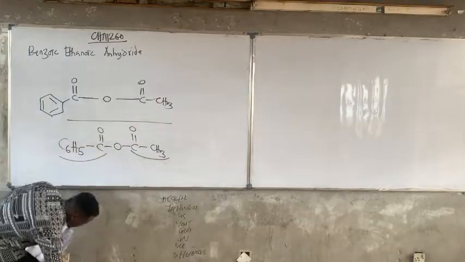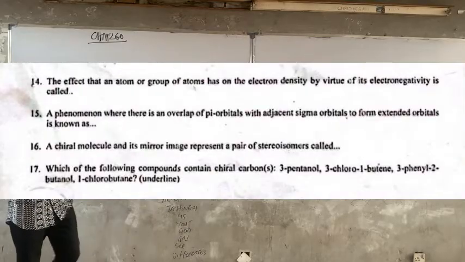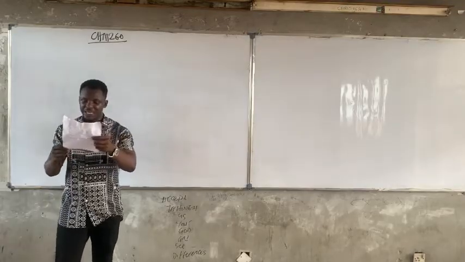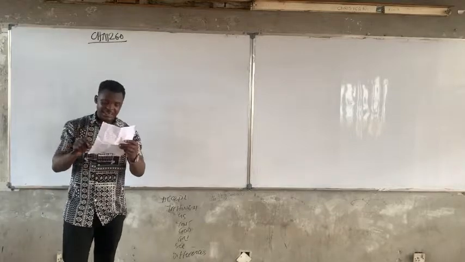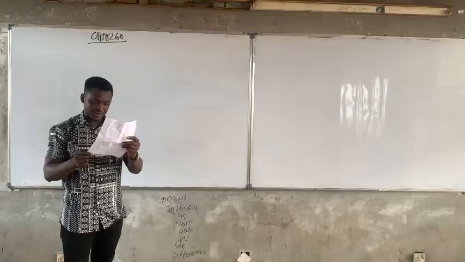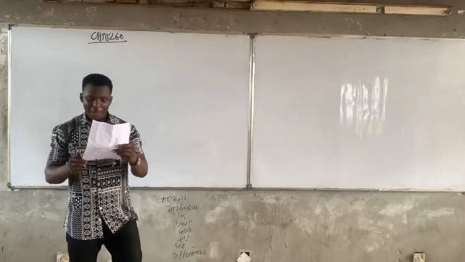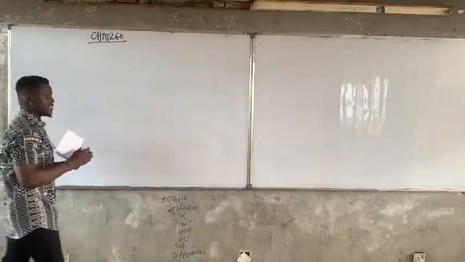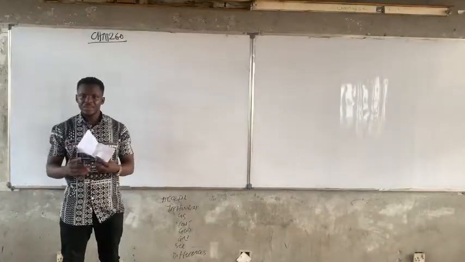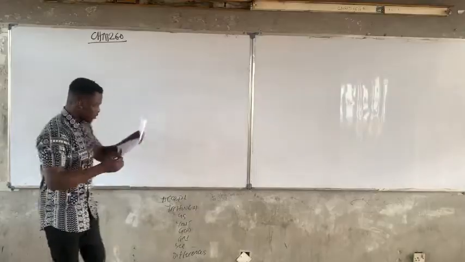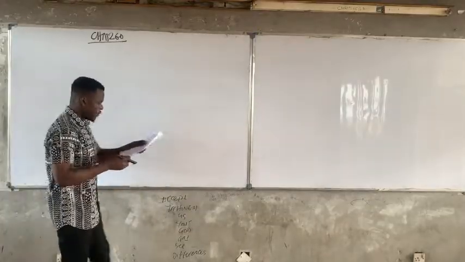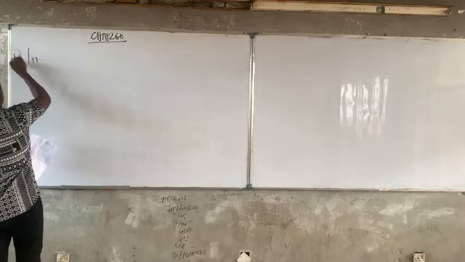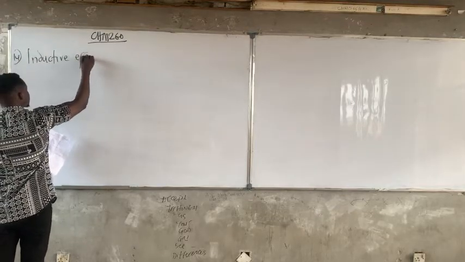The next question says, the effect that an atom or group of atoms has on electron density by virtue of its electronegativity is called inductive effects. The answer to that question is inductive effects, because inductive effects arise due to electronegativity difference between two atoms forming a sigma bond. So the answer to number 14 is inductive effects.